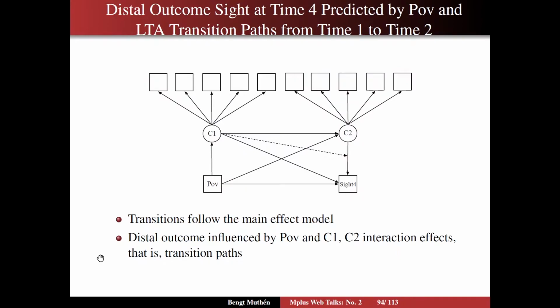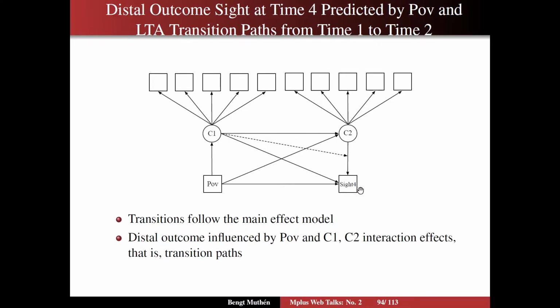Here's the model diagram that we can draw. We have then 2 time points, fall kindergarten, spring kindergarten. We have the poverty covariate, which influences the class probability at the starting point and at the ending point. That is, it influences the transitions. It's a main effect model because we don't have C1 influencing poverty's influence on C2. So the transition follows the main effect model. You could have the interaction effect model too, but for simplicity we choose this model, and it's also a better fitting model.